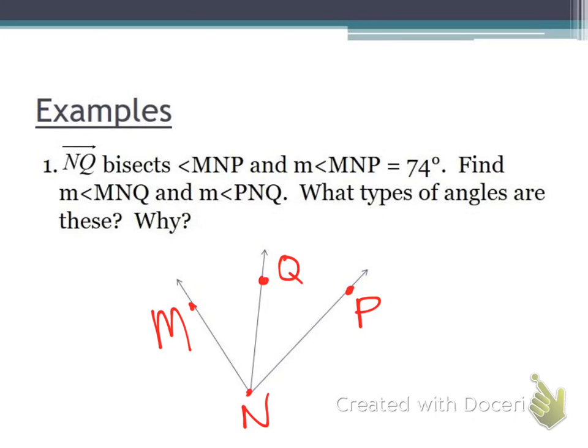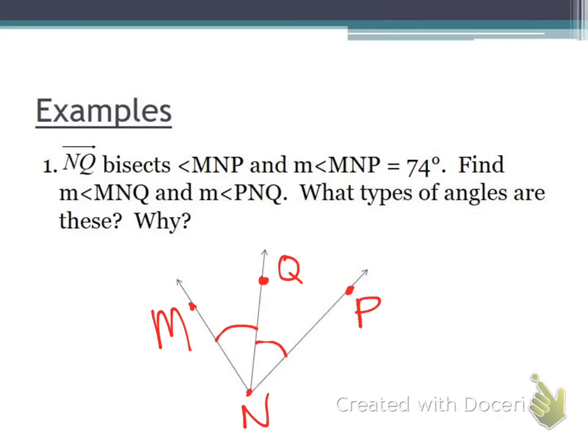This problem says that ray NQ is bisecting angle MNP. Before I even go on, I know that these two angles must be congruent to each other, so I could go ahead and mark that in my diagram. We are also told that angle MNP has a measure of 74 degrees. We are asked to find the measures of angle MNQ and angle PNQ, so the two smaller ones. So let's do that first.